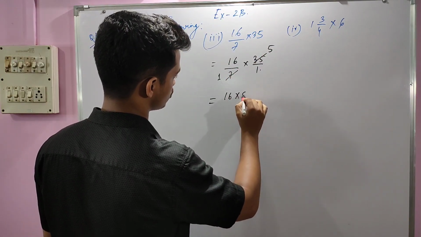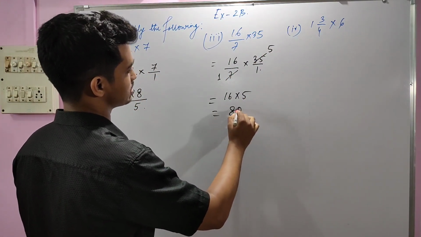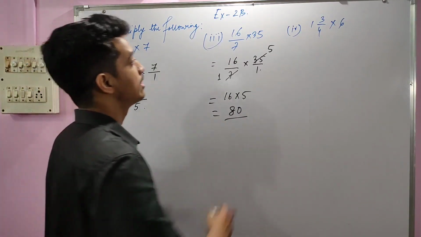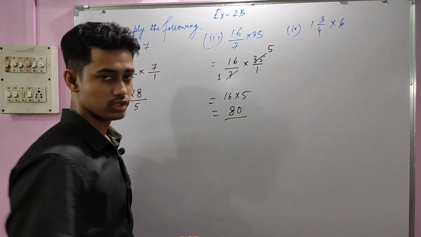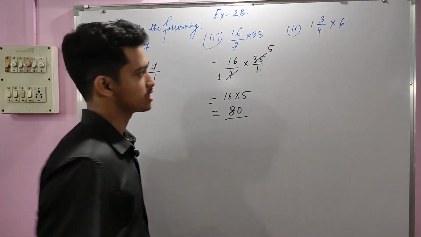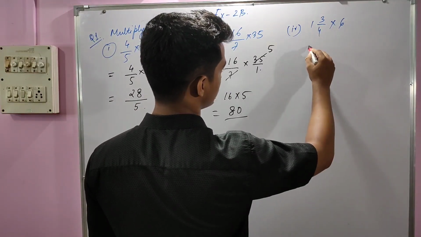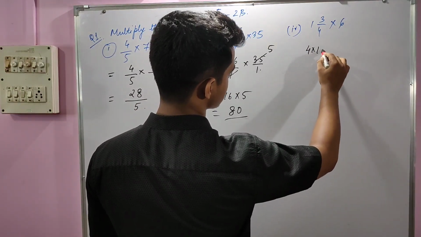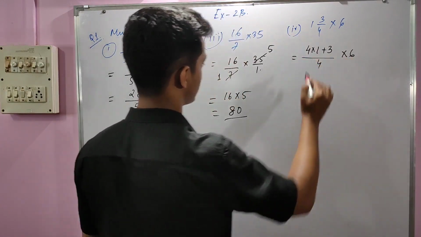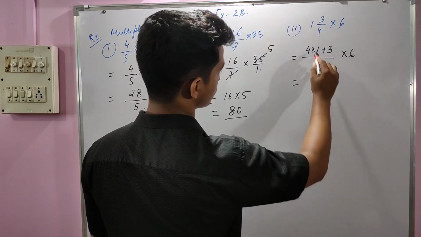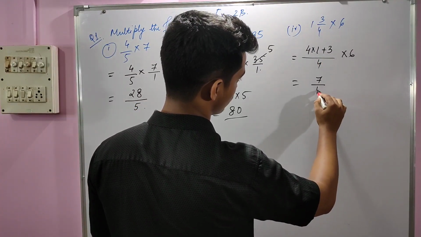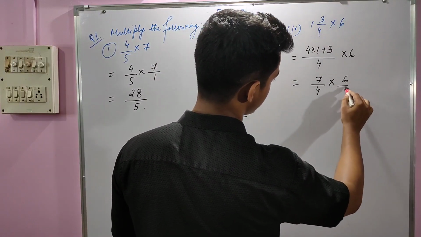So 16 into 5, which is 80. So that is the answer for question number 1-3. Now question number 1-4. First of all, we have to convert this mixed fraction into a proper fraction. So 4 into 1 will be 4 plus 3 by 4 into 6, right? Now see, 4 into 1 is 4, 4 plus 3 is 7.